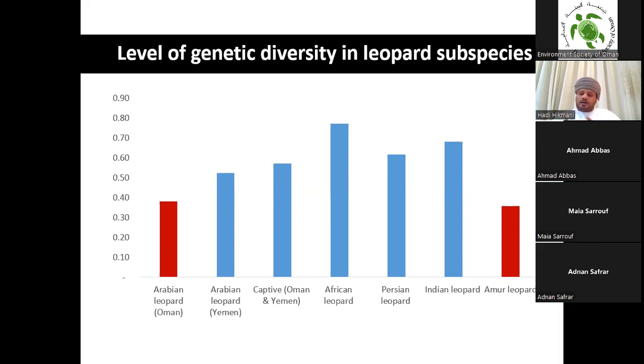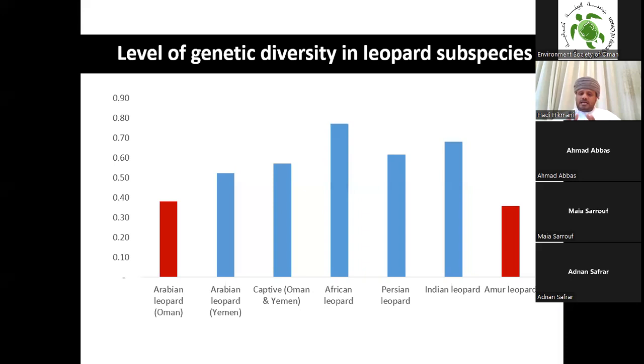But what is interesting, we found that there is some gene flow between the leopards of West Jabal Qara, which is west of Salalah, just before Maghsil, and the leopards of the Najd. So the area nearby Maghsil, these mountains behind Maghsil, are providing a corridor for the Arabian leopard, especially between West Jabal Qara and the Najd area. Therefore, this area should be conserved as an important corridor for the Arabian leopard.